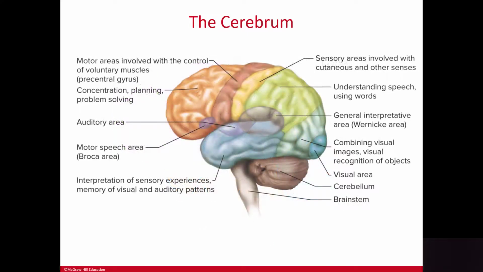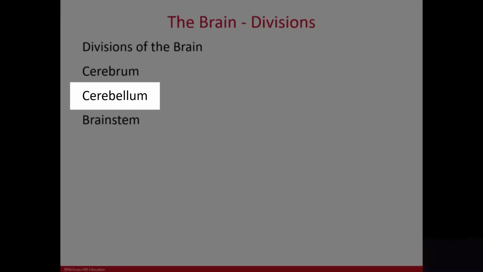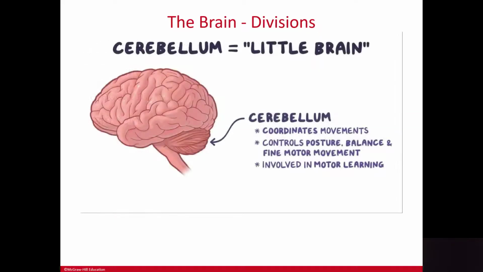It's important to understand that many functions of the brain are redundant so that not one area is solely responsible for one thing. There's a lot of overlap between functions and lobes. Okay, so moving down to the cerebellum. The cerebellum is a smaller portion of the brain that lies inferior or below the cerebrum. The cerebellum coordinates skeletal muscle activity and helps maintain posture and balance.